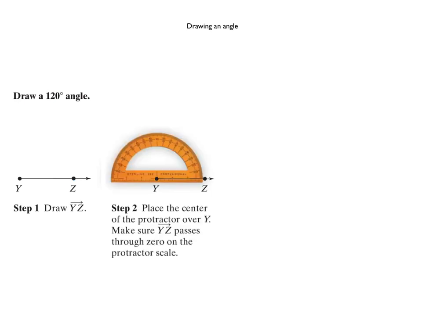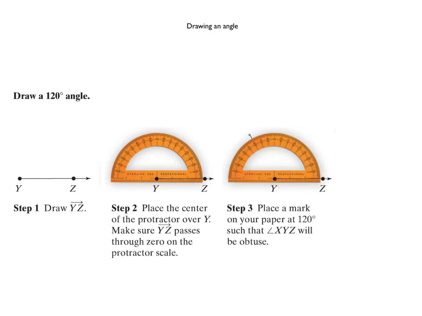Now for our last example, we're going to draw a 120-degree angle. In order to do this, we are first going to draw a ray. Remember, a ray has a starting point, and we put another point, but the line goes through the point and has an arrow pointing in one direction. In this case, I've got ray YZ. Next, we place our protractor over top of that ray. We line up the center of our protractor, put the ray on the horizontal axis of the protractor, and make sure that YZ passes through 0, which is what's going to happen over here if you look at the scale.